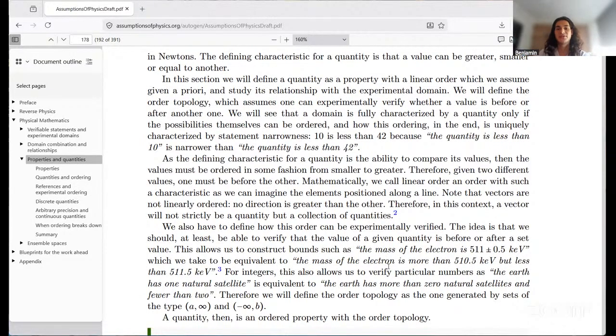So this will naturally just give us the topology of the real numbers, right? Well, the topology of whatever subset of the real numbers the values can take on. Yeah. And also the natural topology of the integers, of the rationals, everything that has an order.